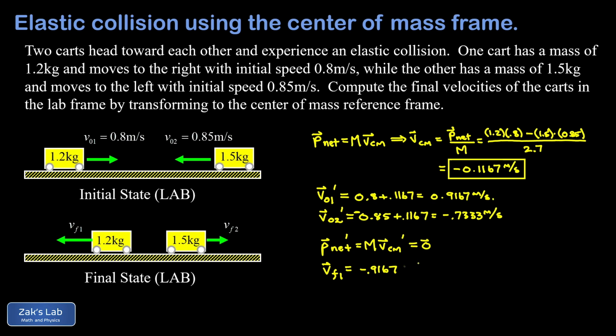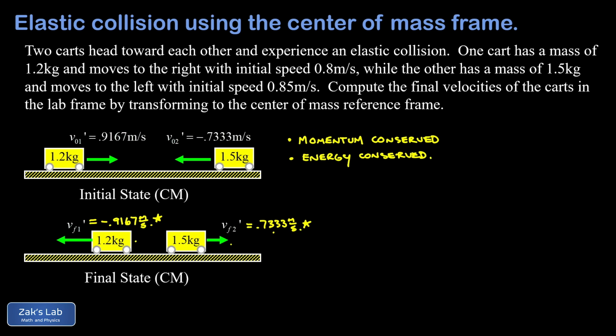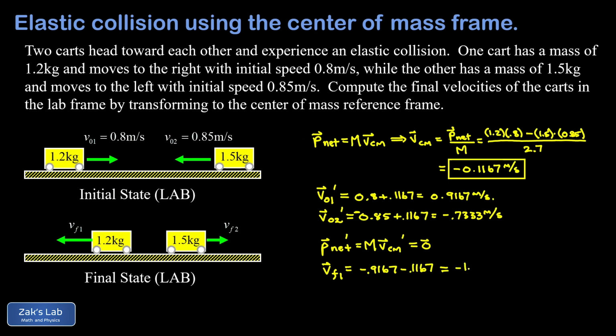0.9167 meters per second. And now our transformation is minus 0.1167. That's going to make this car look faster than it looked in the center of mass frame. Remember, in the center of mass frame, we were running the same direction as that 1.2 kilogram car in the final state there. So when we put on the brakes, it's going to look like it's going faster to the left. And now we're going to round to our traditional 3 significant digits for the final answer. So we find a final velocity in the lab frame for the smaller car of negative 1.03 meters per second.